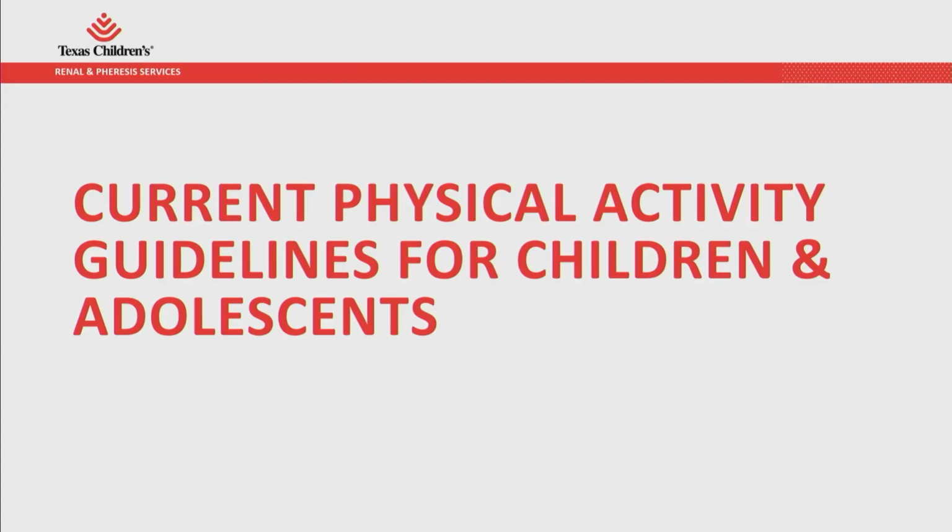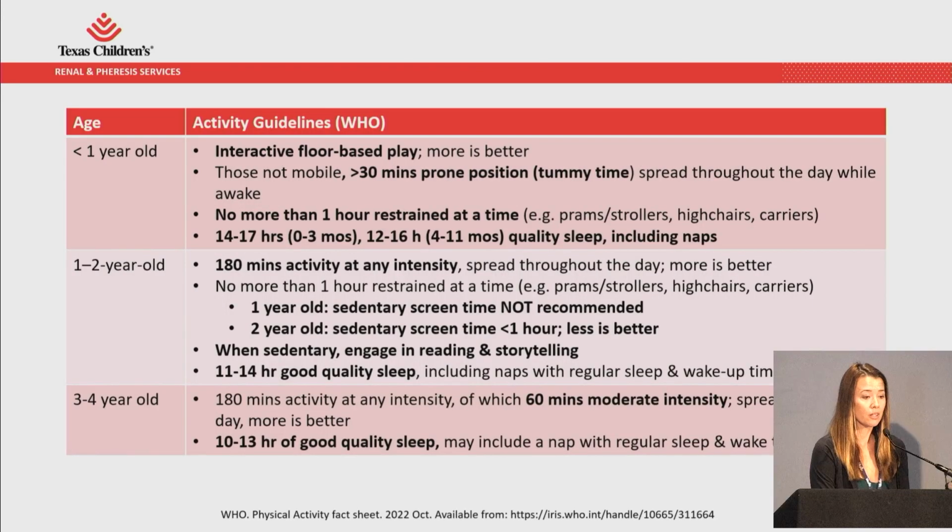Okay, so here's your next intro. What are the current guidelines for physical activity for children and adolescents? These guidelines were taken from the World Health Organization, and they're really close to the guidelines that we use in the U.S., although they're very specific for children less than 5 years of age.